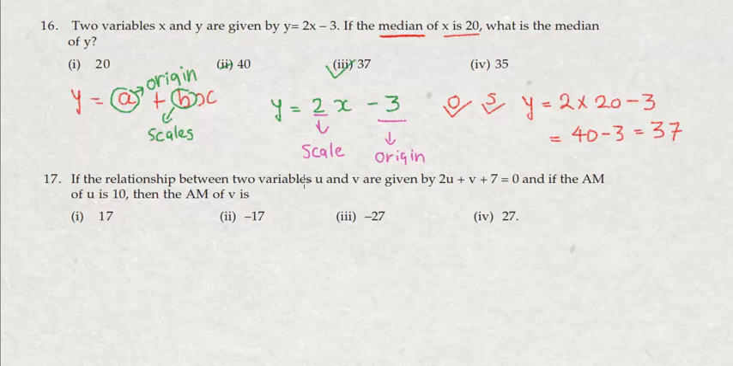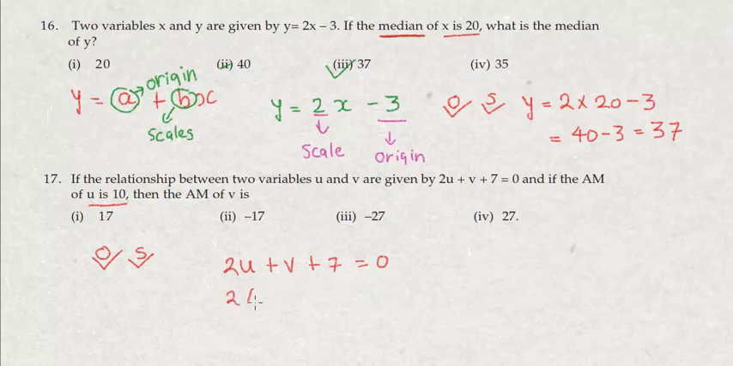If the relationship between two variables u and v is given by 2u plus v plus 7 is equal to 0, and if the arithmetic mean of u is 10, then the arithmetic mean of v is? Now actually arithmetic mean is also affected by change in origin and change in scale. The equation here is given: 2u plus v plus 7 is equal to 0. We just have to put the value of the arithmetic mean of u, which is given as 10, into this equation to get the answer for the arithmetic mean of v.